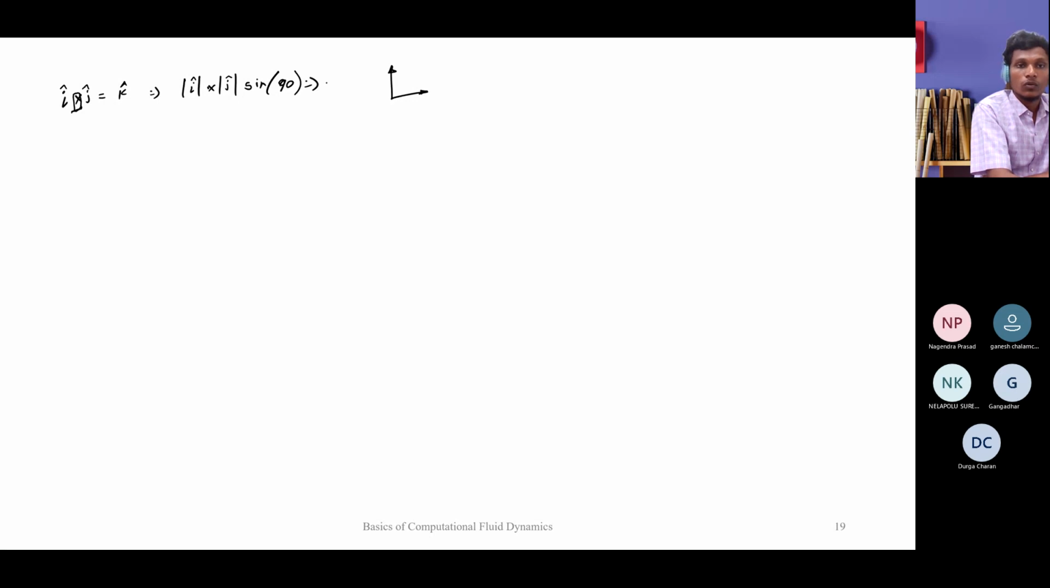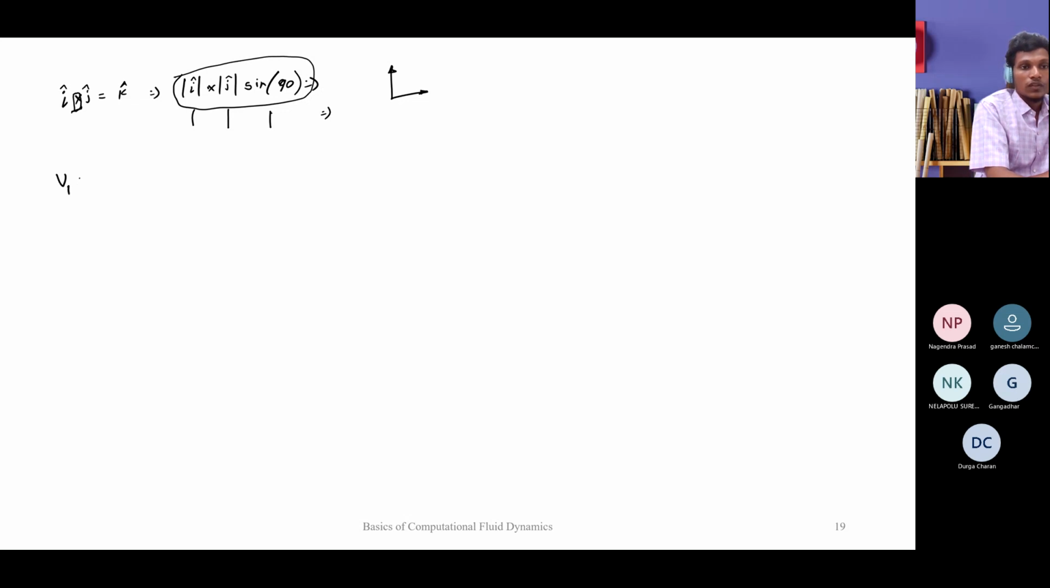It will give you a unit vector only, because modulus of i cap is 1, modulus of j cap is 1, and sine 90 equals 1. So it will give you just some unit magnitude. But here you see all are moduli, so it is not giving any direction. How do we identify the direction? How do we say it is in the k cap direction? Before going into the details, it is very interesting to know how this cross product works.